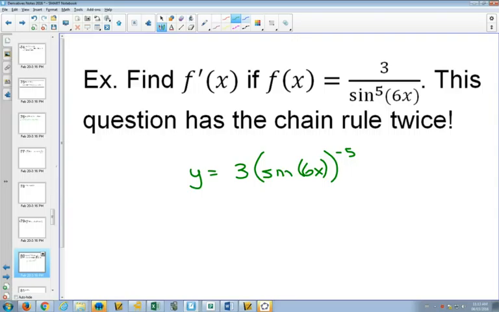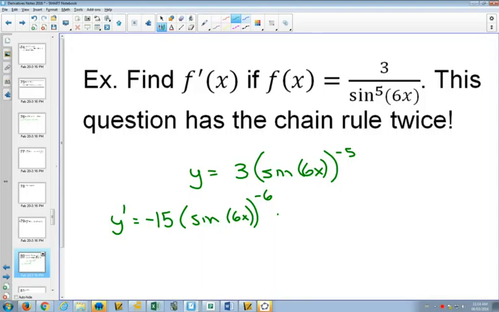Every time we do our chain rule, the idea is we do the derivative of our outside function, keep the inside the same, and then multiply by the derivative of the inside function. So it's going to look like this. The first function is that negative 5. That's going to come out in front, giving us a negative 15. This is going to stay the same, and we're going to subtract 1 from the exponent. So that's our first step. Just did the derivative of the outside function, kept the inside the same.